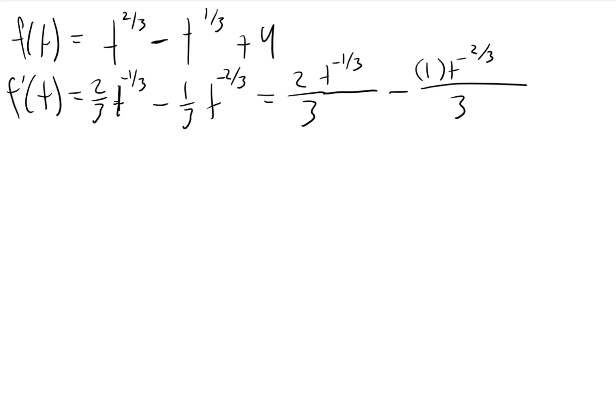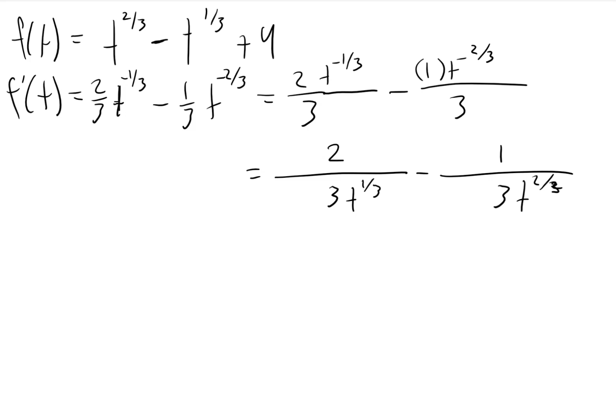And since these have negative exponents, we really should move them to the other side of a fraction so that they have a positive exponent. T to the negative 1/3 in the numerator is the same thing as t to the positive 1/3 in the denominator. T to the negative 2/3 in the numerator is the same thing as t to the positive 2/3 in the denominator. And there's just a 1 left there.